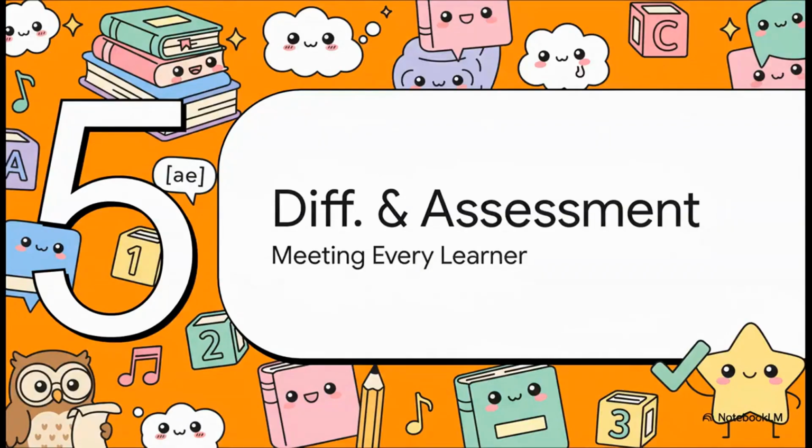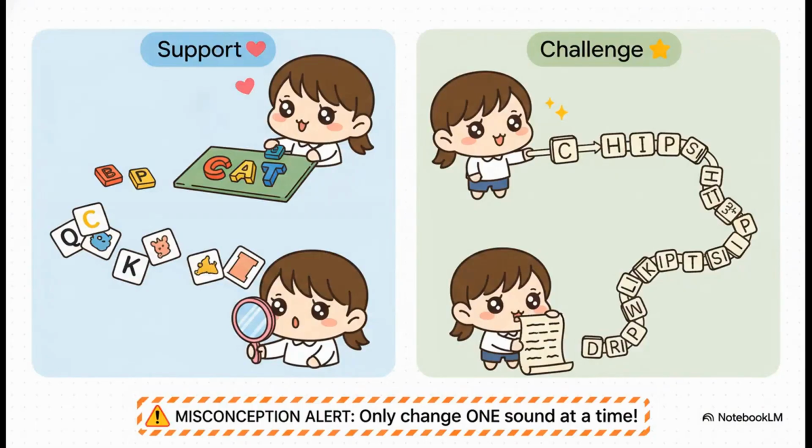So, we've got the core instruction down, but we all know our classrooms are full of different kinds of learners. So how do we tweak this routine to support kids who need a little extra help and to challenge those who are ready to fly? And how do we check for understanding? Here are some of my favorite moves.